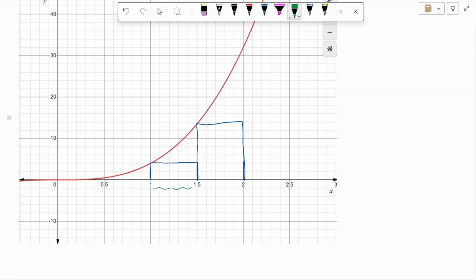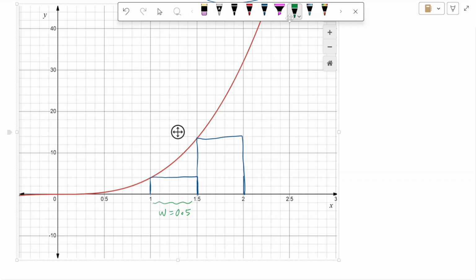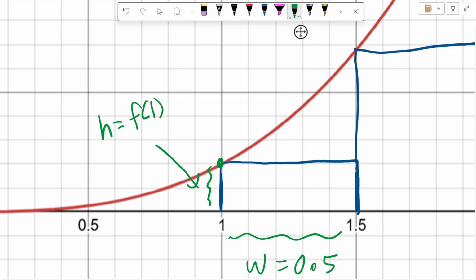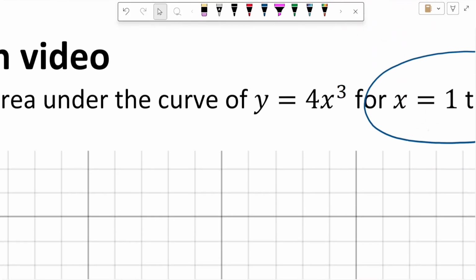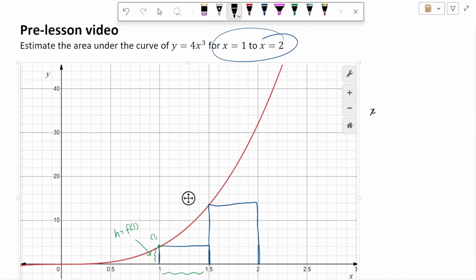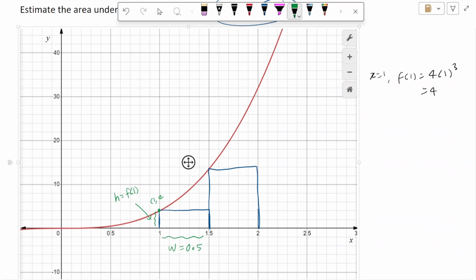Well, the width of this rectangle is 0.5, and the height's a little bit trickier, but pretty much the height of that rectangle is going to be whatever this function equals at 1. So the red line is the function there. We can see that at this point here would give us the height of the rectangle. The x value is 1, and the y value is whatever I get when I put 1 into the function. So x is 1, f of 1 is 4 lots of 1 cubed. The function I'm looking at in the video here is 4x cubed. So that is 4. So that's going to be this rectangle here.